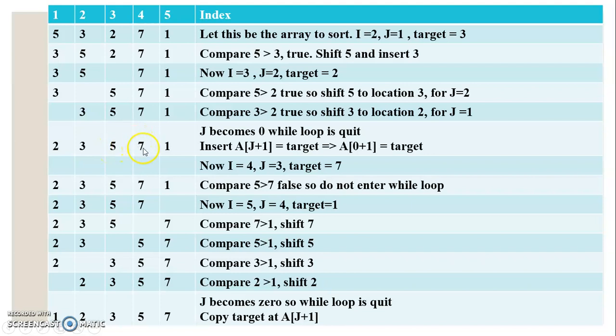We will consider 7 as the target. Now 7 is compared with 5. It is already in its proper position, so we will not do anything. Now the target will become the fifth element, which is 1. 1 is compared with 7. 7 is larger than 1, so we will shift 7 towards the right. And then we will compare 1 with 5. 5 is larger, so we will shift 5. Then we compare with 3 and shift 3. We compare with 2 and shift 2. And the first position will become vacant. And we will place 1 here, and the array is sorted.